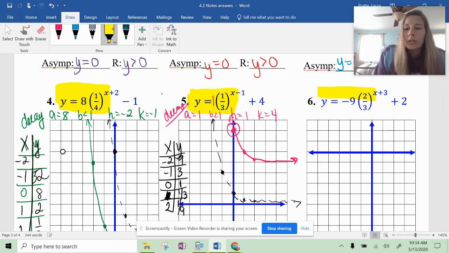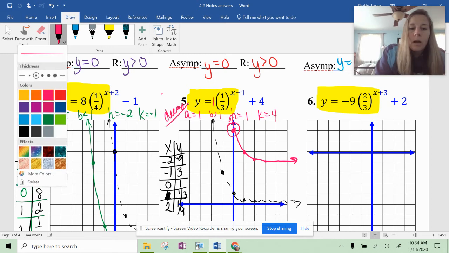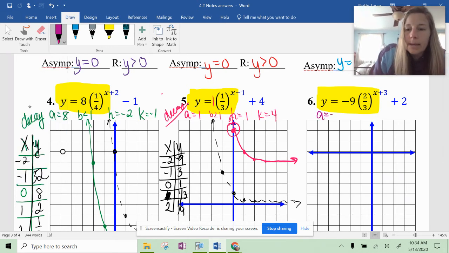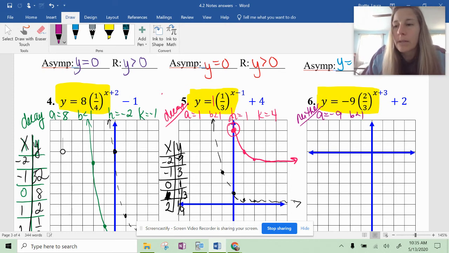My parent function is right here, highlighted. My A value is a negative, which means this is a neither decay or growth function. My B value is less than 1, but doesn't matter. It's not growth or decay right now. But we do know it'll be a reflection of a decay over the x-axis. My H is -3, and my K value is 2.